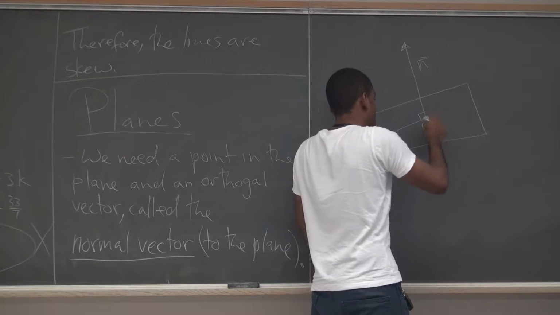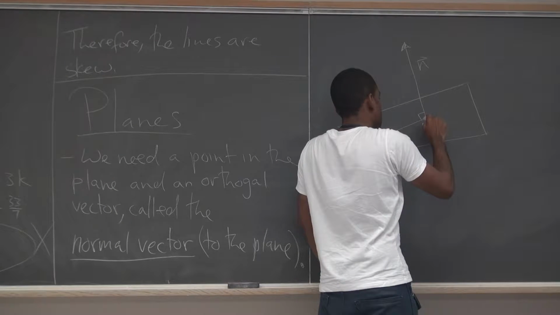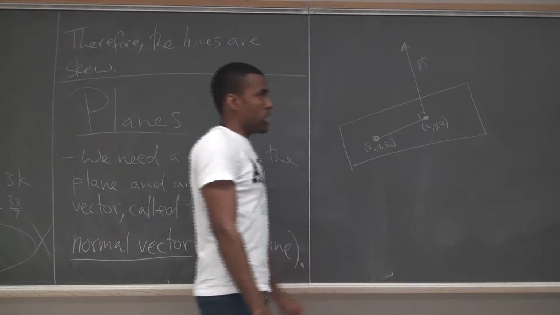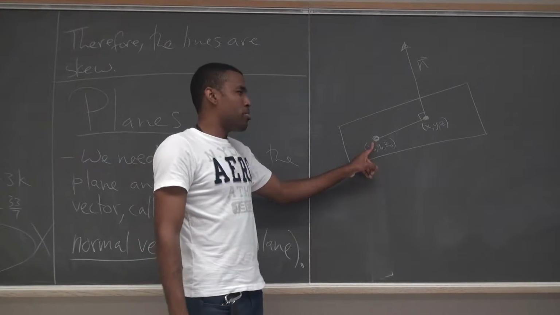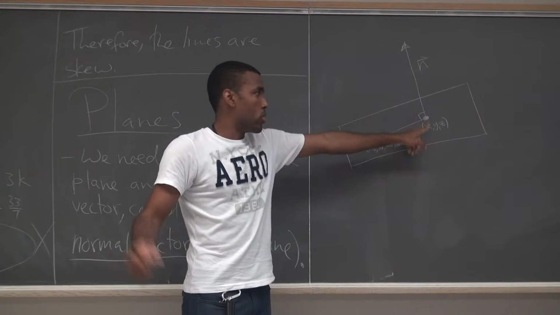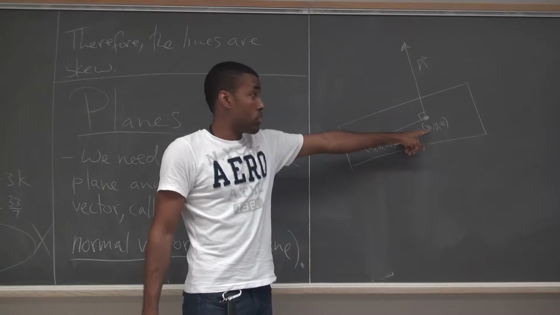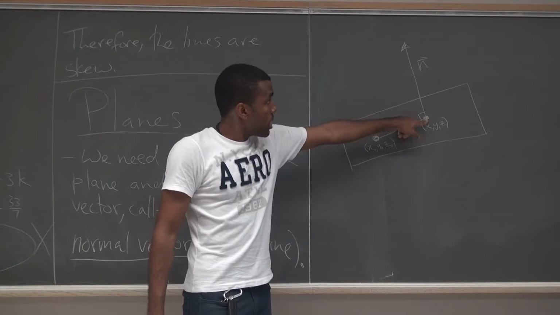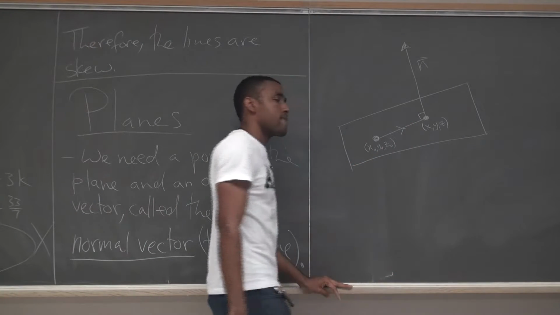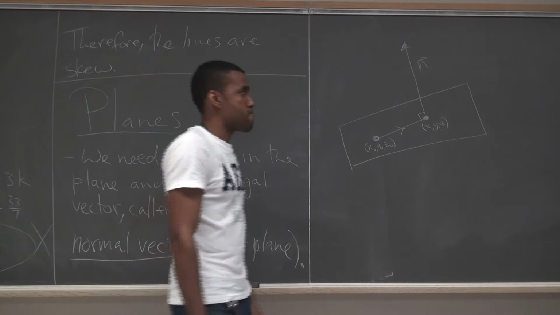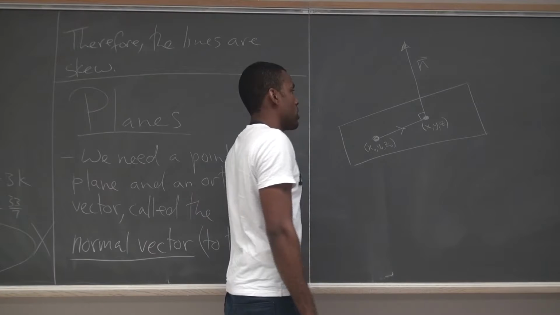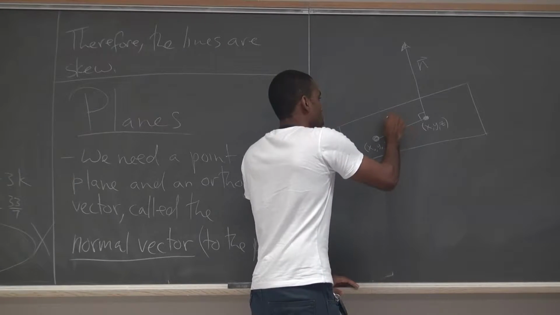And let's call that x, y, z. This is a general point, right? So x0, y0, z0 is a specific point that I know is in the plane. This is a general random point that I'm going to try to find the equation that relates x, y, and z. Notice that I can create a vector here, right? So let's say I create this vector, call it B, it doesn't matter what we call it.